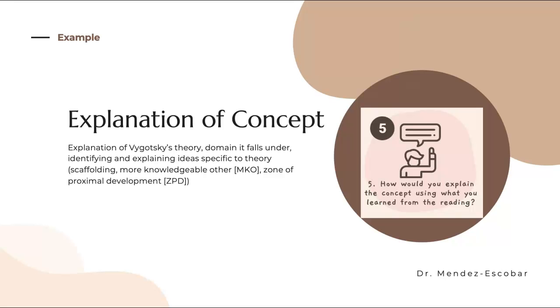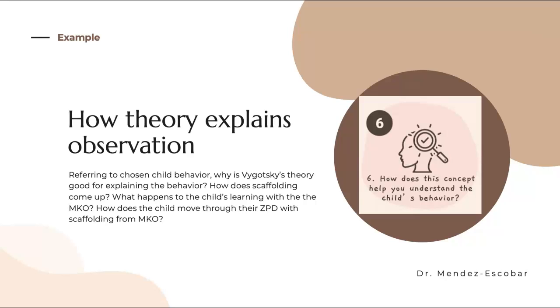So that moves us to the last step, which is step 6. In this step, you're going to explain how this concept helps you understand the child's behavior. Referring to the chosen behavior in this example, why is Vygotsky's theory good for explaining this behavior? How does scaffolding come up? What happens to the child's learning with the more knowledgeable other? How does the child move through the zone of proximal development with scaffolding from the more knowledgeable other?